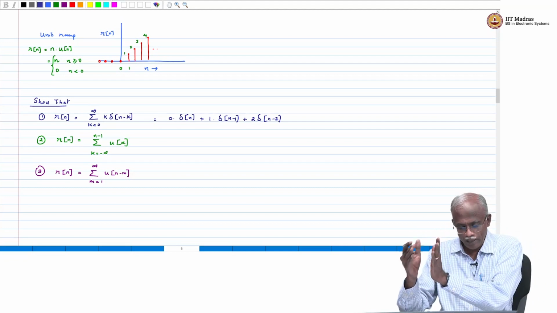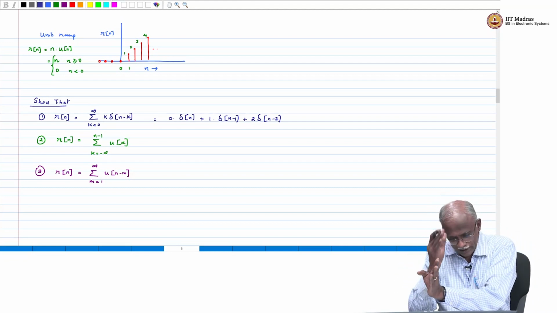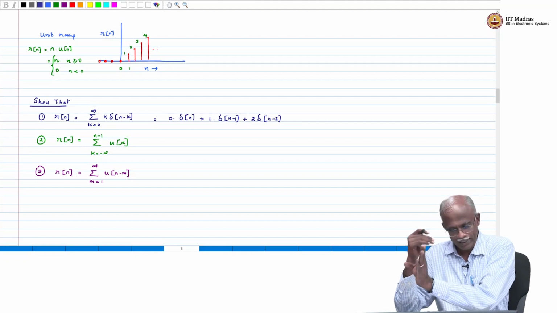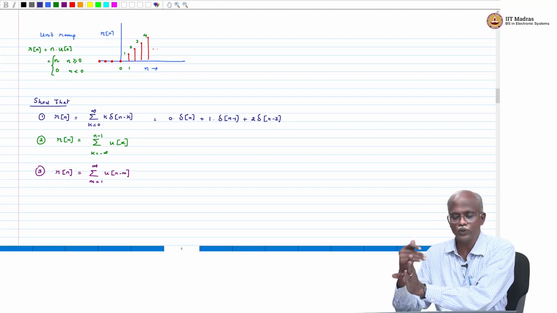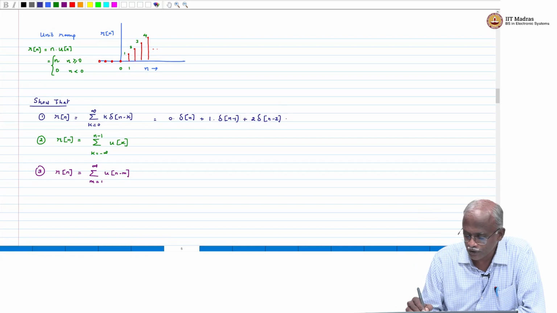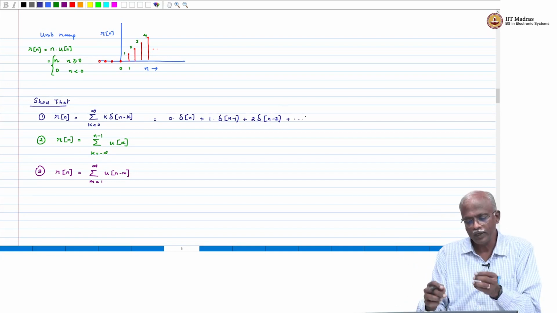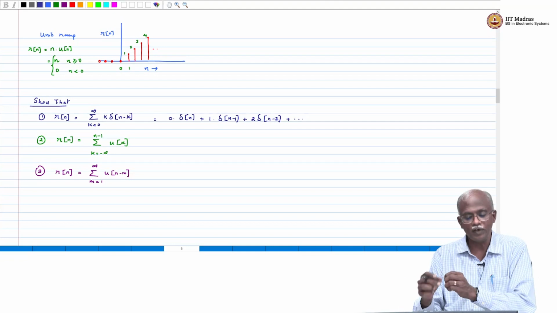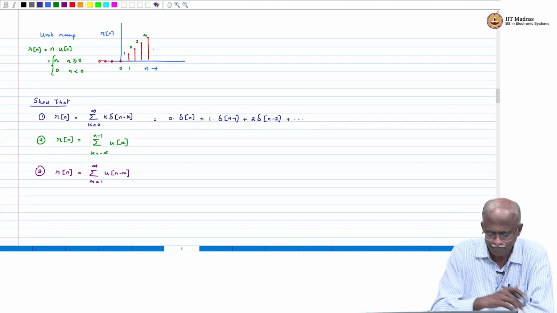So, delta of n minus 1 is a unit sample function that occurs at n equal to 1, it has got a height of 1. Delta of n minus 2 occurs at n equal to 2 and has got a height of 2 and so on. So, you can verify just by sketching that this gives you the equivalent of the ramp function.